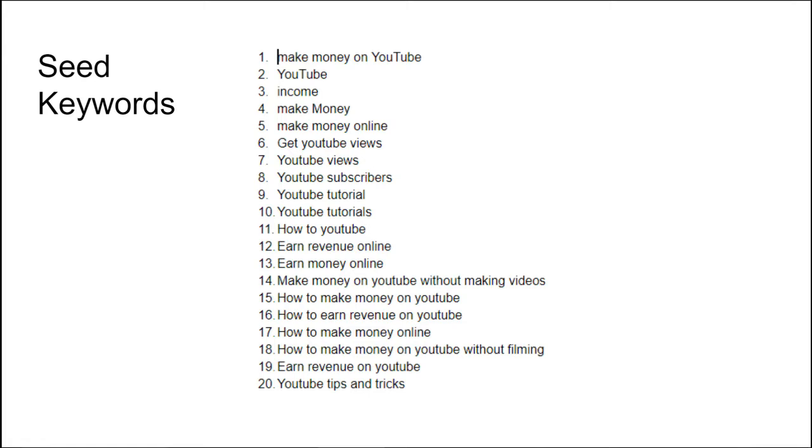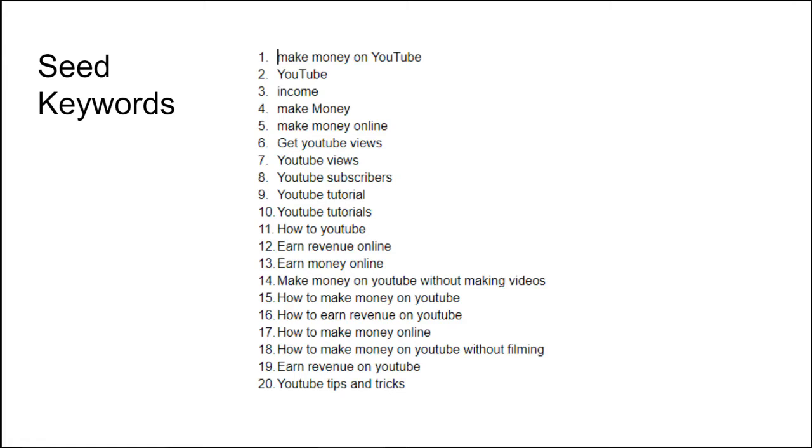I recommend just opening up a Google Docs document and then making this list of 20 different seed keywords. If you do more than 20, that's fine. However, I recommend about 20 because the process that I'm about to show you might take a few hours, and if you do more than 20 keywords, it's going to take a long time. So I recommend around 20 keywords. I always just stick with 20.